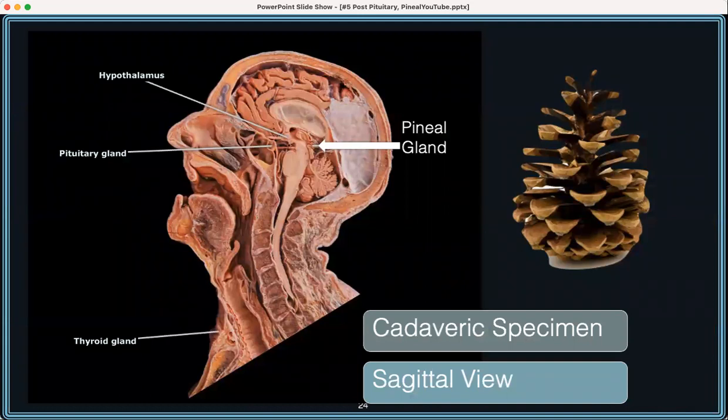So within the cadaveric specimen, it is right there. It's tiny, tiny.